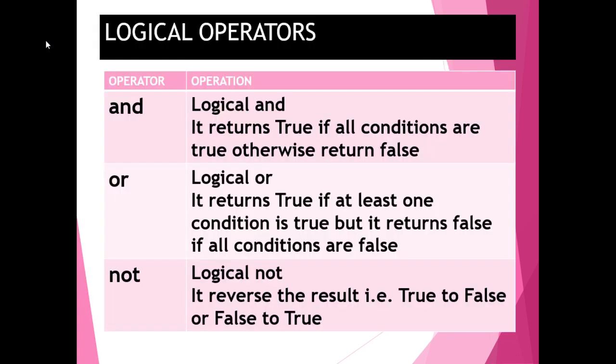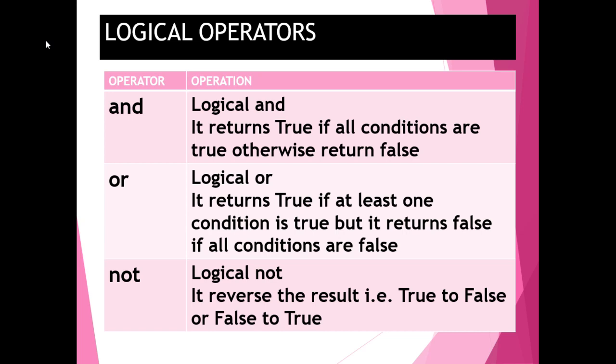Now the next category of operators is logical operators. We have already discussed the logical operators in our previous chapters. We have three logical operators: AND, OR and NOT. As I already told you, these logical operators, AND and OR, are basically used in situations when we want to test multiple conditions together.